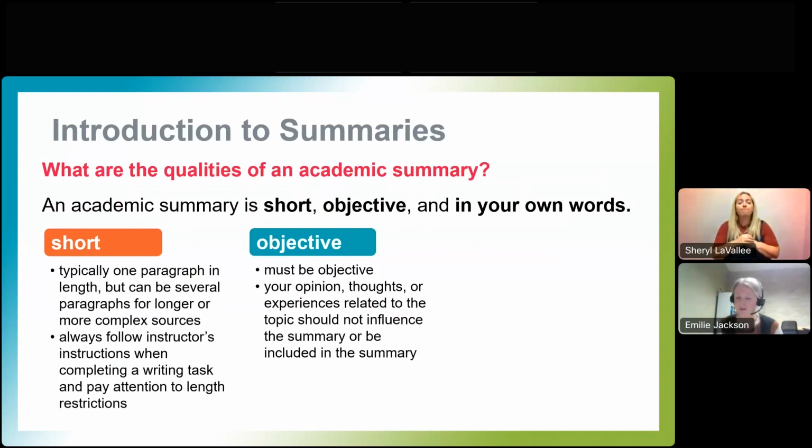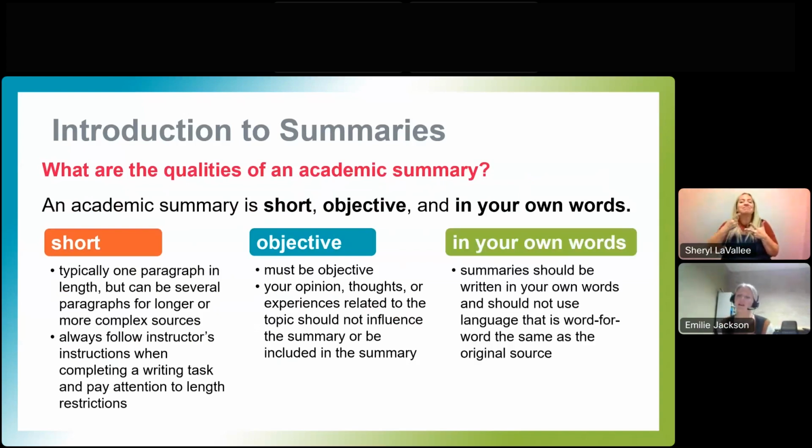This is where I'll give you a little preview of next week. Summarizing and paraphrasing can be very different, and this is one of the key pieces, but we'll talk about that more next week. Now, in your own words. So summaries should be written in your own words and should not use language that is word for word the same as the original source. If you do that, that would be a quotation. But when you are summarizing something, you should be able to pull out the main ideas, look at those main ideas, reflect on them and write them in your own words. Again, we'll talk a little bit more about how to do this next week, but remember that summaries should not include quotes or be based on quotes. A summary should be written in your own words.